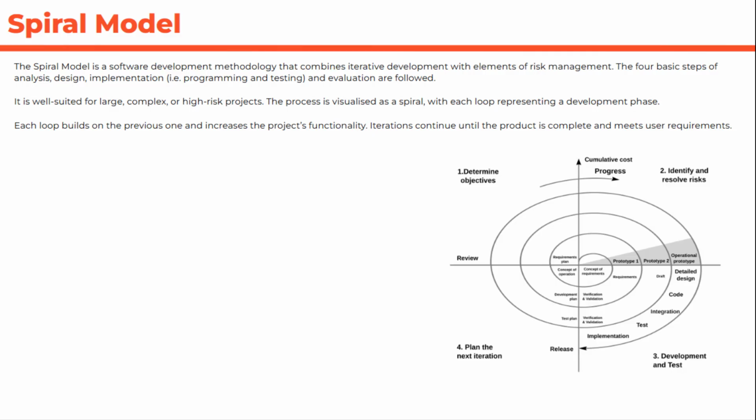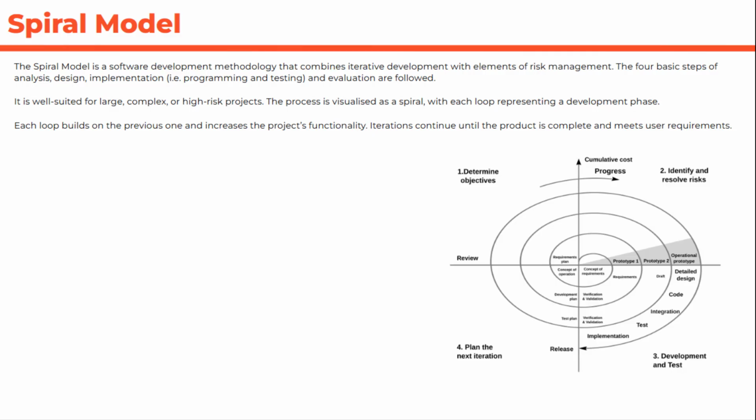So the four basic steps that we talked about before: analysis, design, implementation, and evaluation, minus the maintenance stage here, are followed. It is well suited for large, complex or high-risk projects. And the process is visualized as a spiral, with each loop representing a development phase. Each loop builds on the previous one and increases the project's functionality.